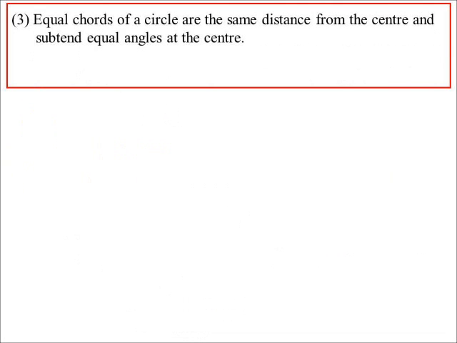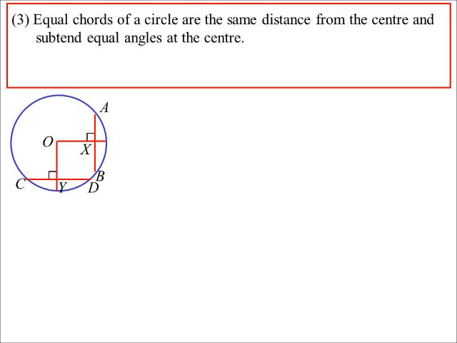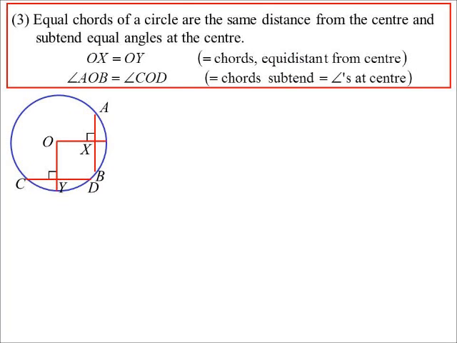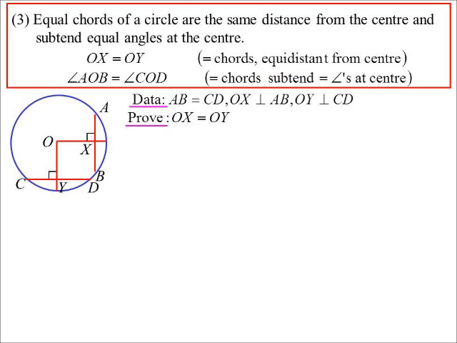Equal chords are the same distance from the centre, and they subtend equal angles at the centre. Let's have a look at that one. So OX equals OY, and angle AOB. Let's have the picture there so we can see what we're talking about. Okay. So what I'm trying to prove is that OX is equal to OY.